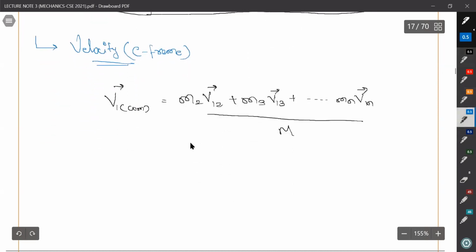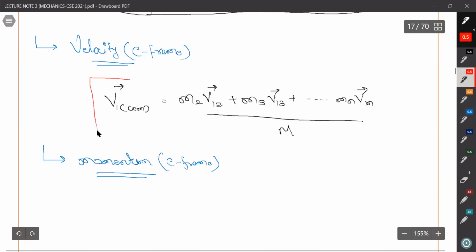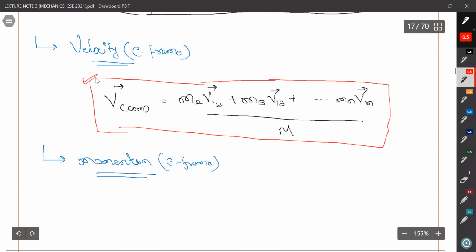Also, if you want to find the momentum in the C frame, you can write the position, velocity, and momentum of any particle. I am just writing for one particle only. You can write for any particle, it will follow the same.